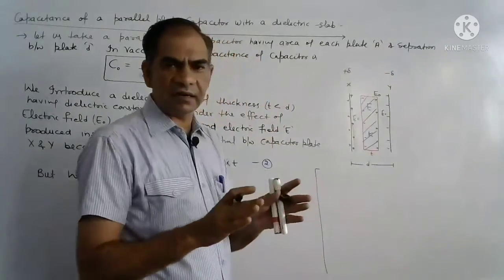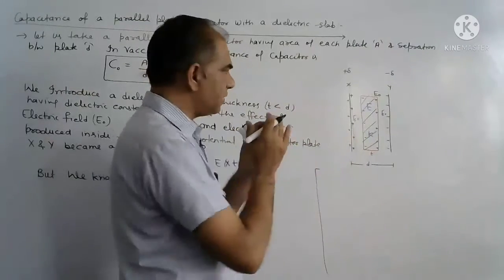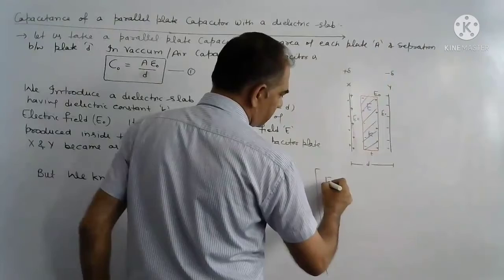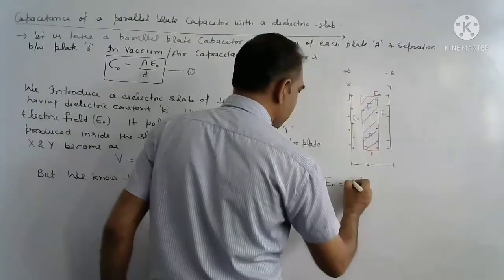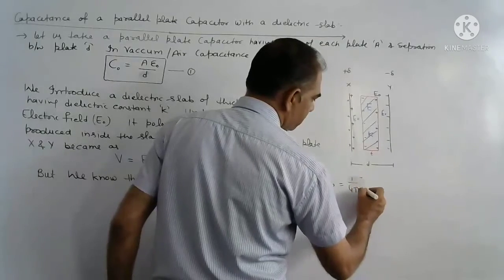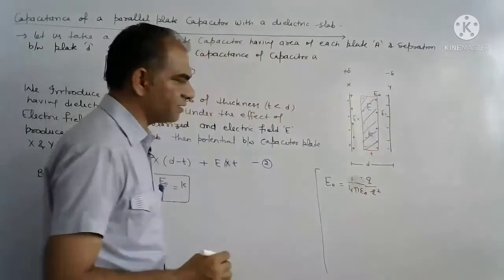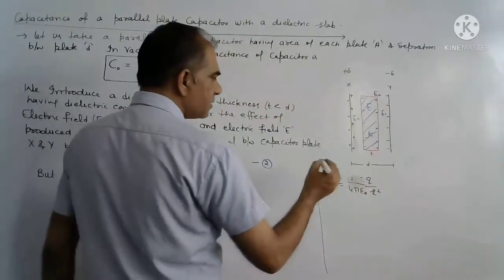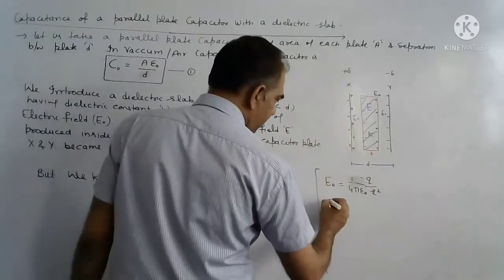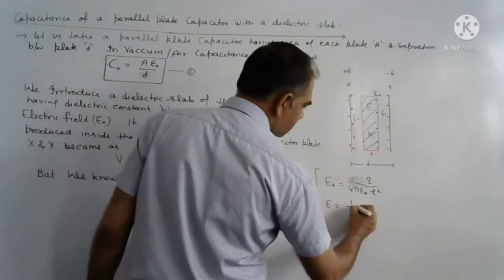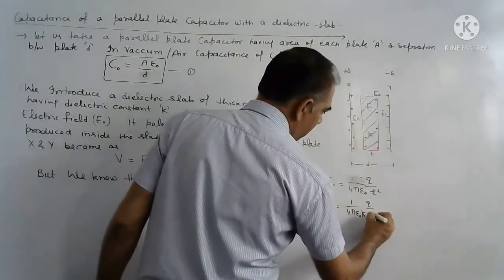Let us consider there are two charged plates, one with positive charge and the other with negative charge. So the electric field intensity due to positive charge in vacuum is K Q upon R square, where K is 1 upon 4 pi epsilon naught. This is the electric field intensity in vacuum. For the same phenomenon, with the same charge and the same distance, but the medium changed, we write Q upon 4 pi epsilon naught K R square.